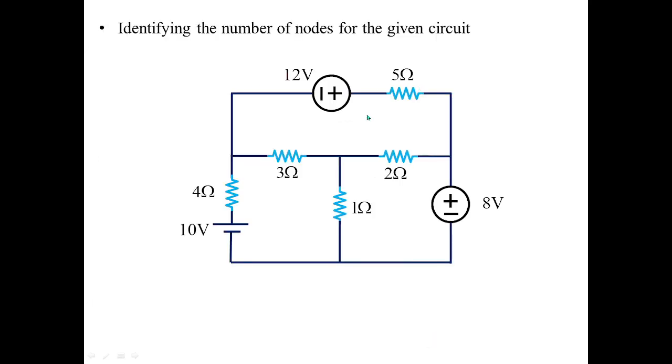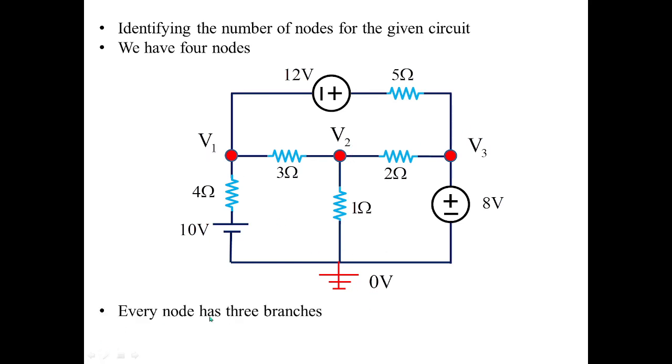So we are going to apply now node analysis. Before that, we have to identify the nodes. We have here 4 nodes: node 1, 2, 3, and another node which is the reference, in the ground direction. Let me name these nodes as V1, V2, V3, and I'm taking a reference node whose value is 0 volts. So the total is 4 nodes, and 0 volts is the fourth node which is shared between V1, V2, and V3. Every node has 3 branches. Observe here, you have V1 and there are 3 branches: one is this branch, one is this branch, and one is this branch. Similarly V2 has 3 branches, and V3 has 3 branches.